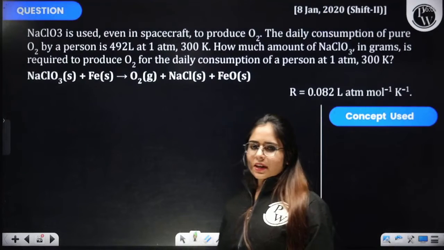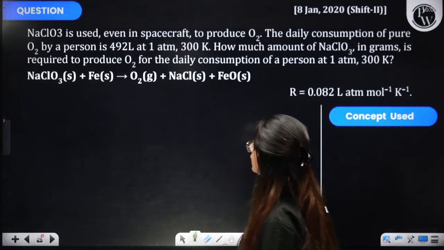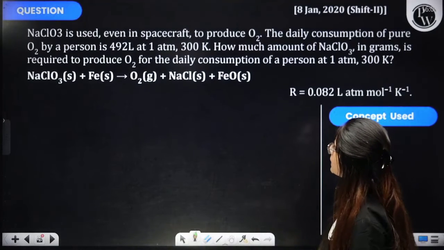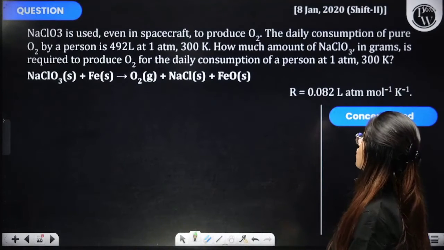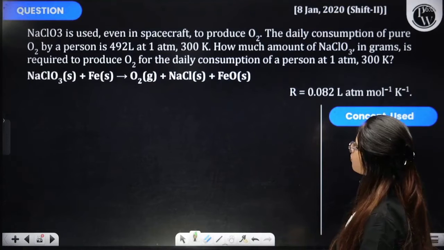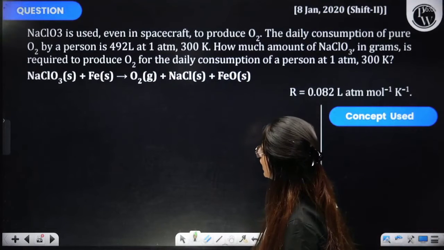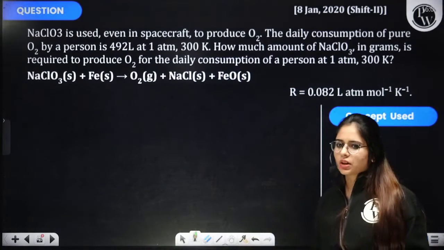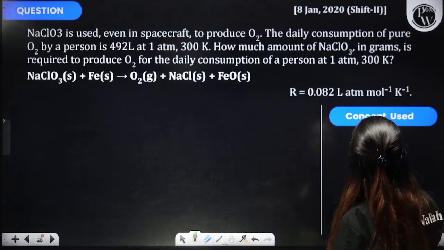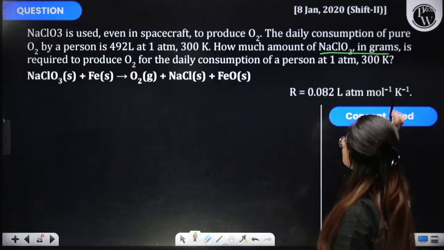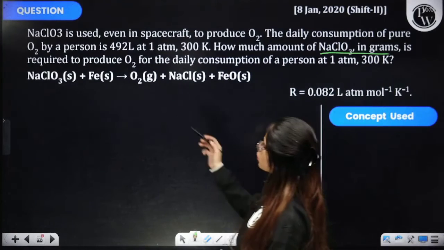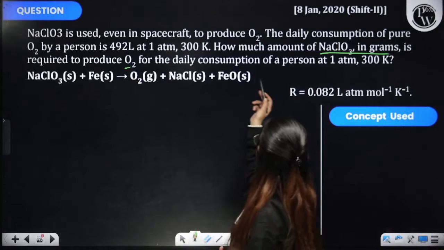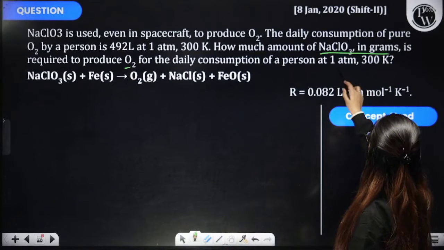Let's see this previous year question. The question says that NaClO3 is used even in spacecraft to produce oxygen. The daily consumption of pure oxygen by a person is 492 liter at 1 atm and 300 Kelvin temperature. So how much amount of NaClO3 in grams is required to produce oxygen for the daily consumption of a person at 1 atm 300 Kelvin?